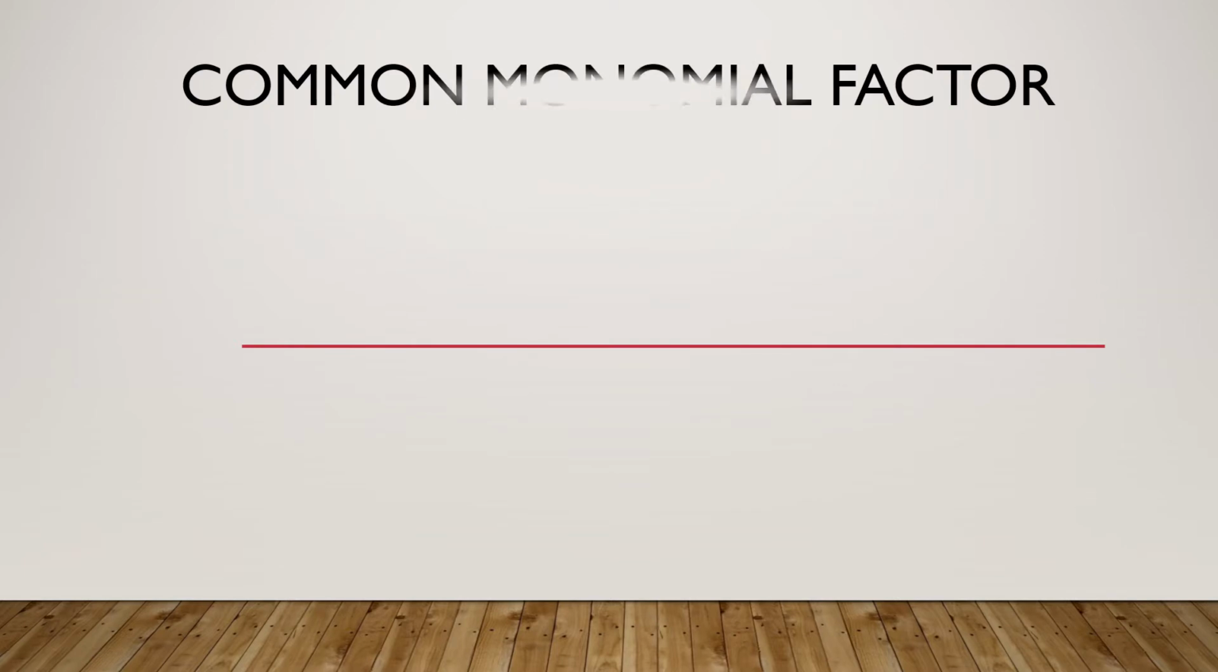Today we're going to solve quadratic equations by the use of the factoring method. Okay, so first we have the common monomial factor. Second, we have the difference of two squares. And third, we have factoring by trial and error. First, let us have the common monomial factor.